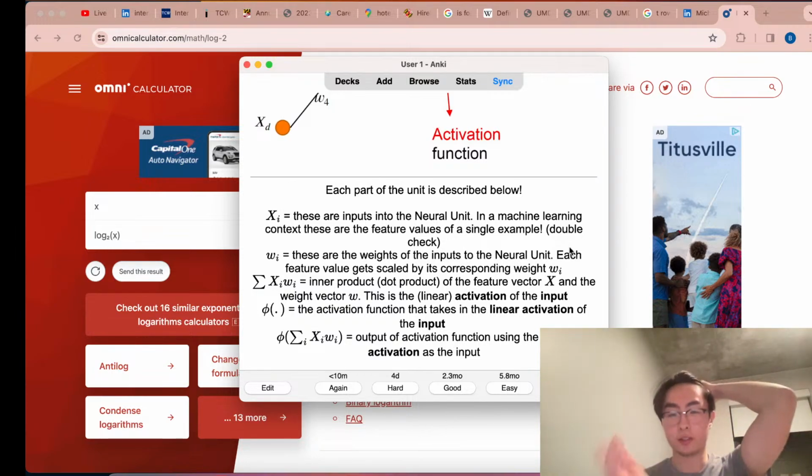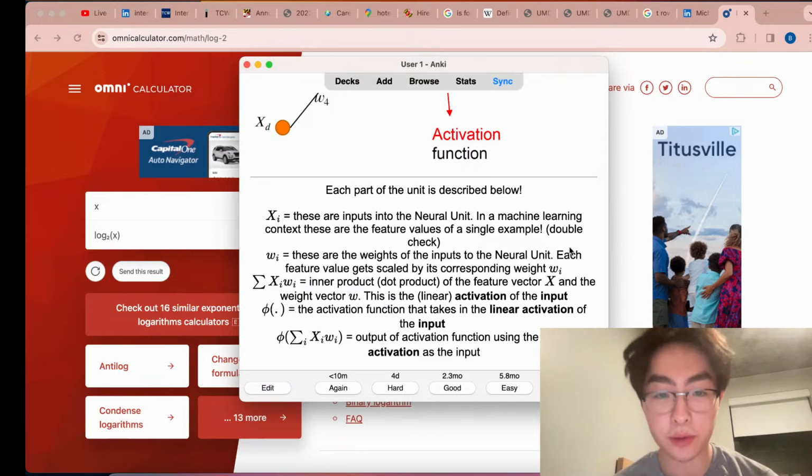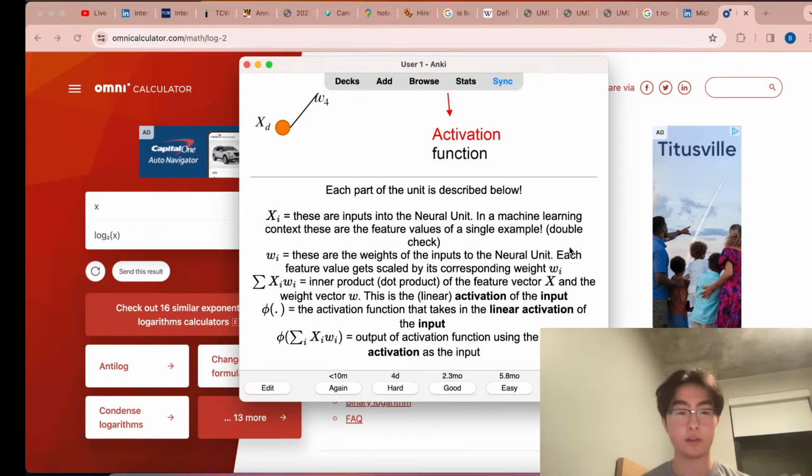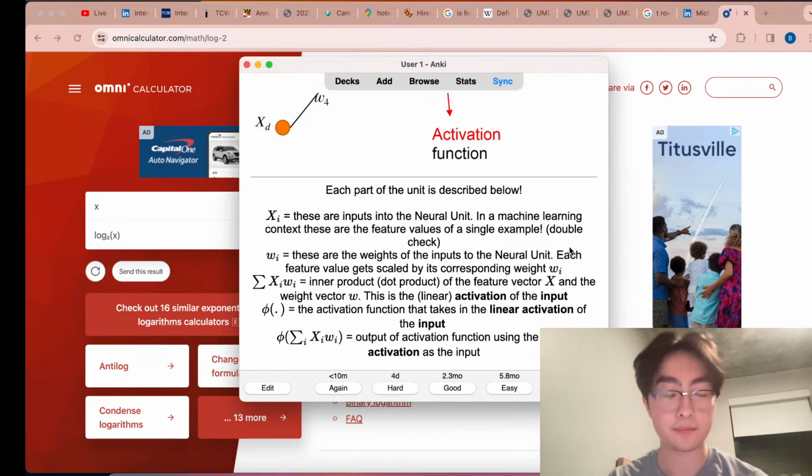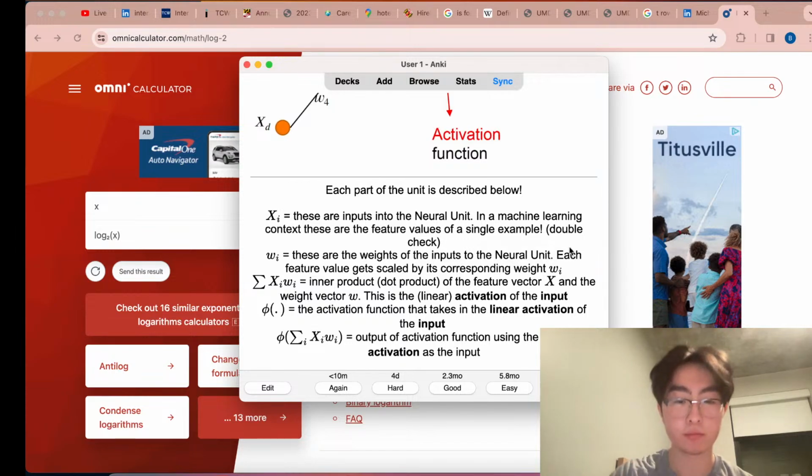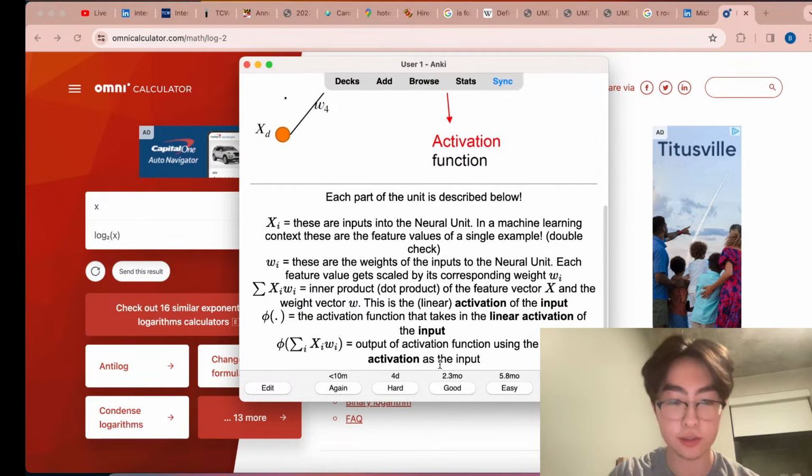These are the feature values of a single example. Double check. These are the weights of the inputs to the neural unit. Each feature value gets scaled by its corresponding weight, wi, and we have the sum of xi wi equal to the inner product, the dot product of the feature vector x and the weight vector w. This is the linear activation of the inputs. We have our activation function that takes in the linear activation of the input, and outputs the output of the activation function. Okay, yeah, I'd say it's pretty good. What we have so far: the inner product, dot product, the linear activation.